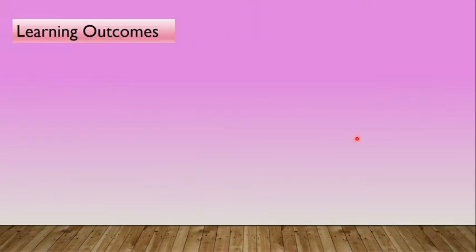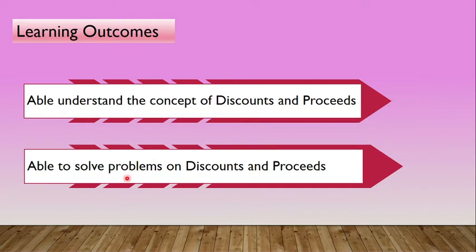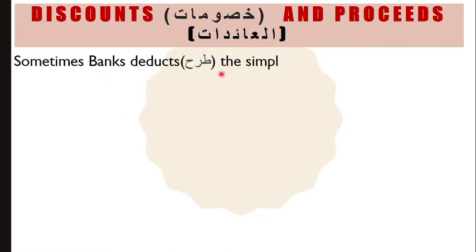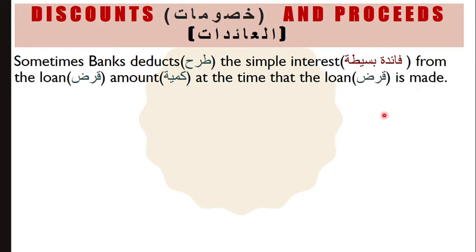By the end of this video, we will be able to understand the concept of discounts and proceeds, and able to solve problems on discounts and proceeds. Discounts and proceeds. Sometimes banks deduct the simple interest from the loan amount at the time that the loan is made, and the deducted amount is called discount, and the amount the borrower receives is the proceeds.